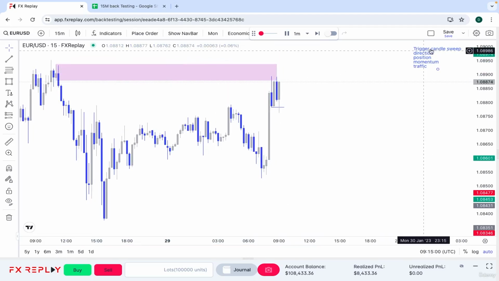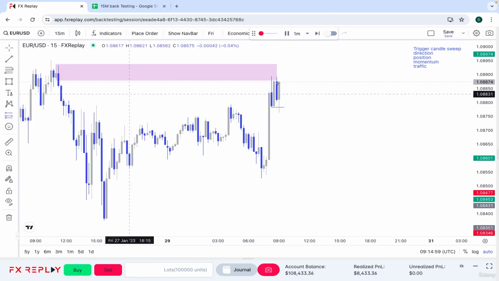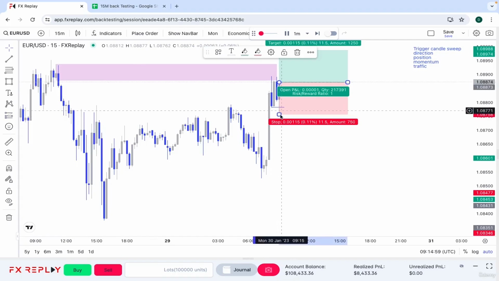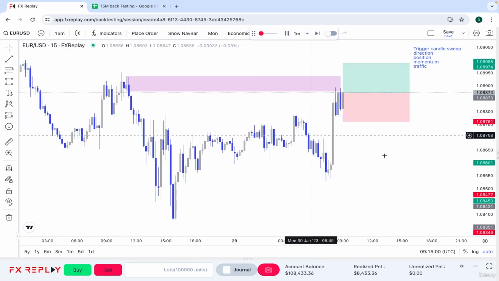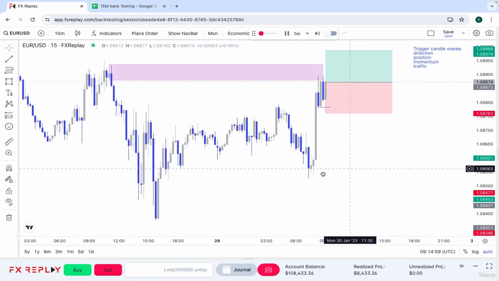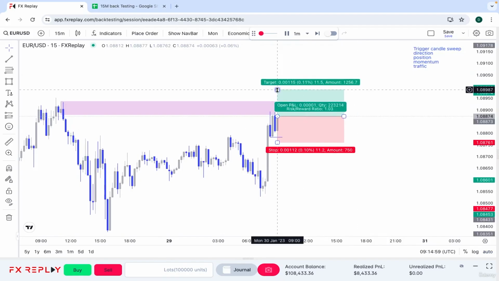The main three, like I said, trigger candle, direction, and momentum. We have all of those. So I'm going to place this trade with a 2R target. We have got to do a little bit of work because we're in this supply zone here. It's not ideal, but I do like the momentum coming into this area. So let's just see what happens.